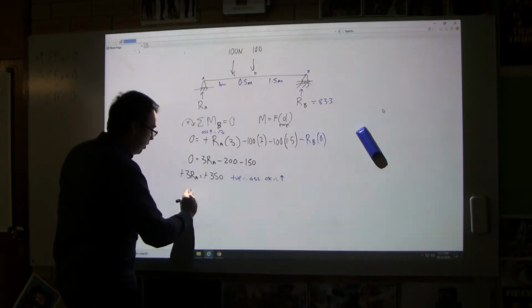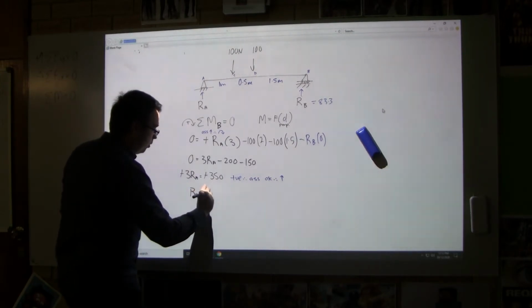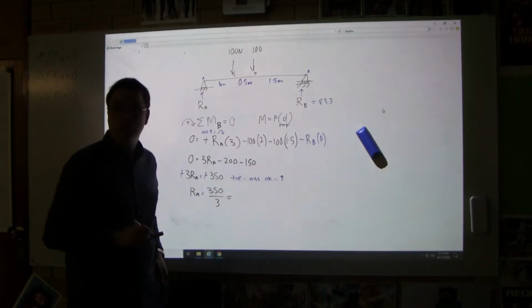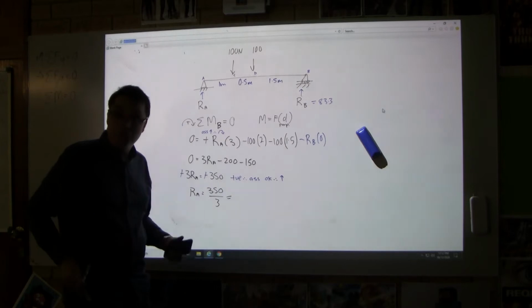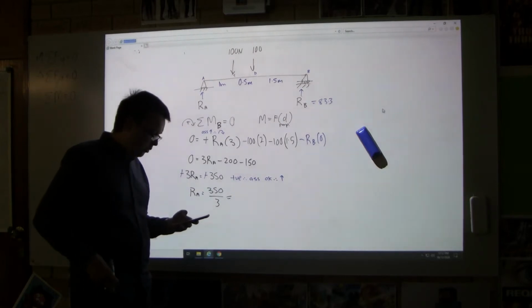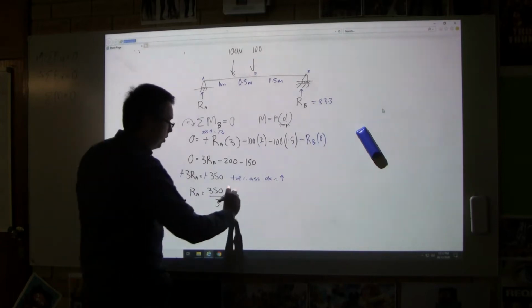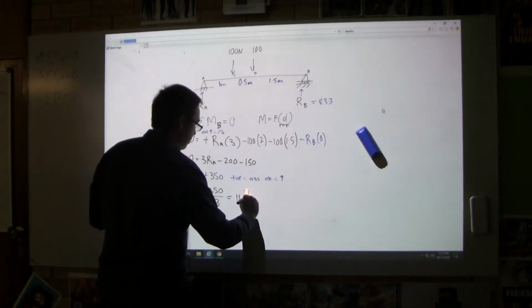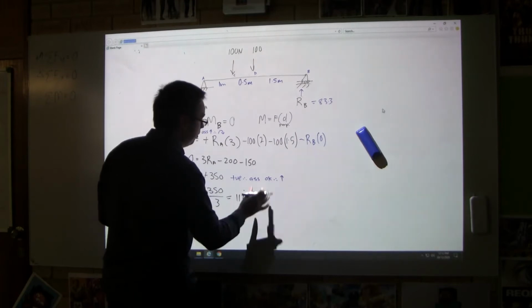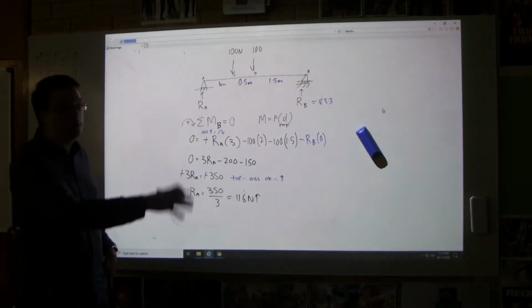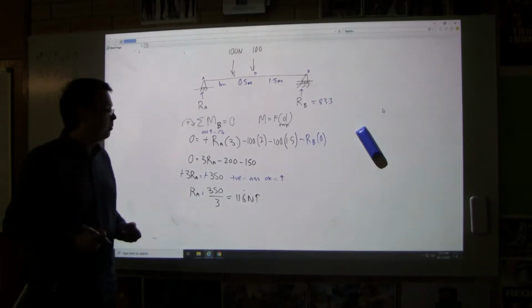So if we know that we can buy 3 RAs for $350, how much is each one going to cost? 100 and a bit, yeah? Okay, so I think we'll find 350 divided by 3 equals 116. And because it was positive, because our assumption was okay, we can stick with whatever our assumption was. Okay, so we've done that. That's an important starting point.